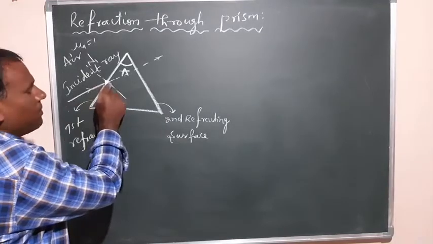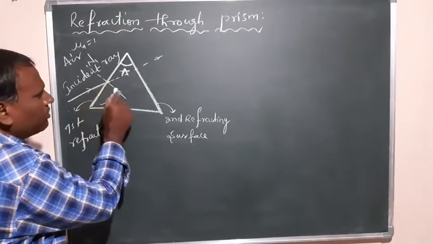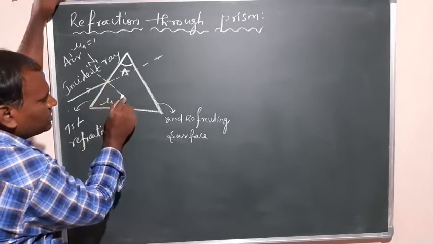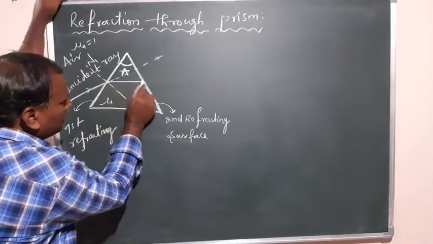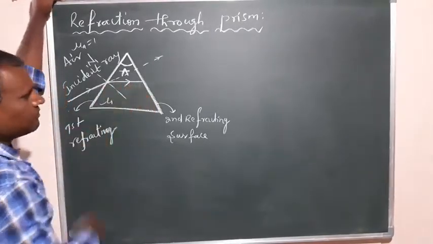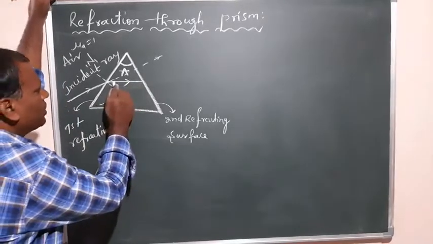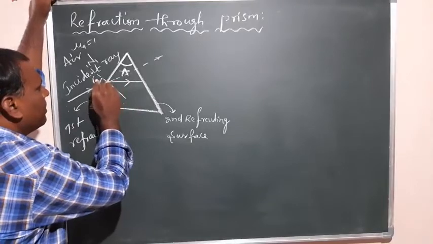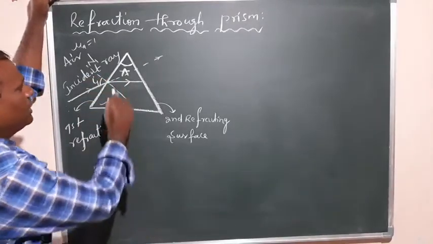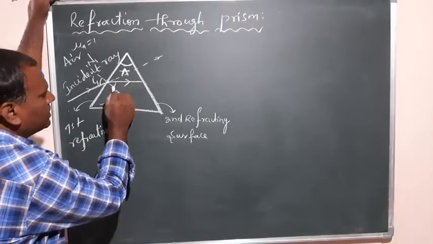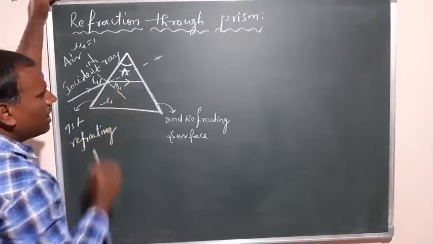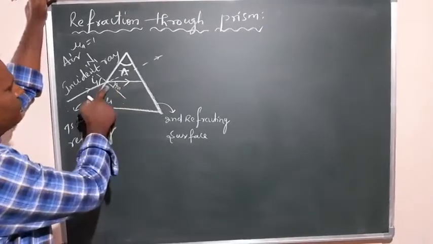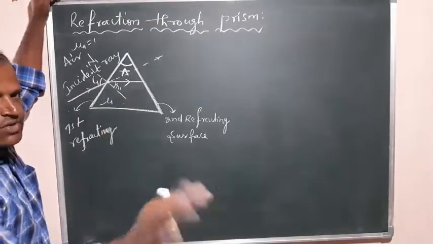When the ray is propagating from rarer medium to denser medium, it can bend towards the normal. So like this it can be bent. Right? So this is what you can call the normal, and the incident angle I am representing as I1. And here refracted ray and normal, this angle is the refraction angle R1. So refraction at the first refracting surface is over.